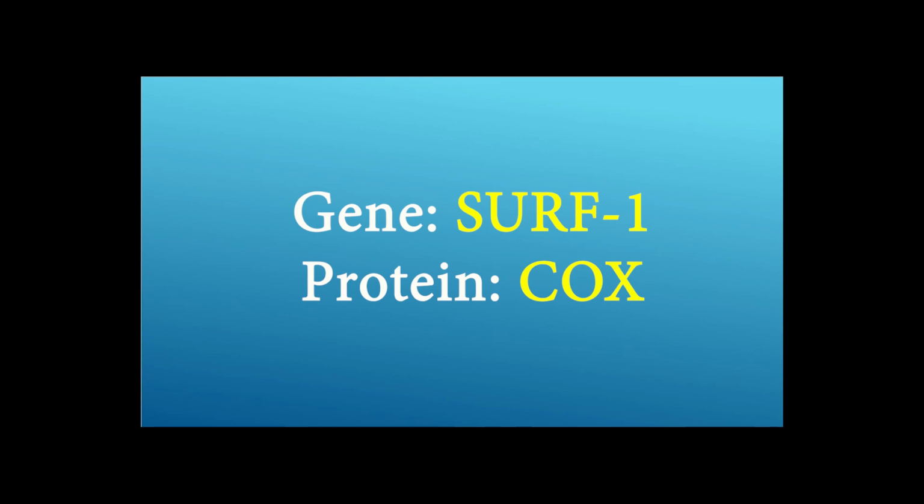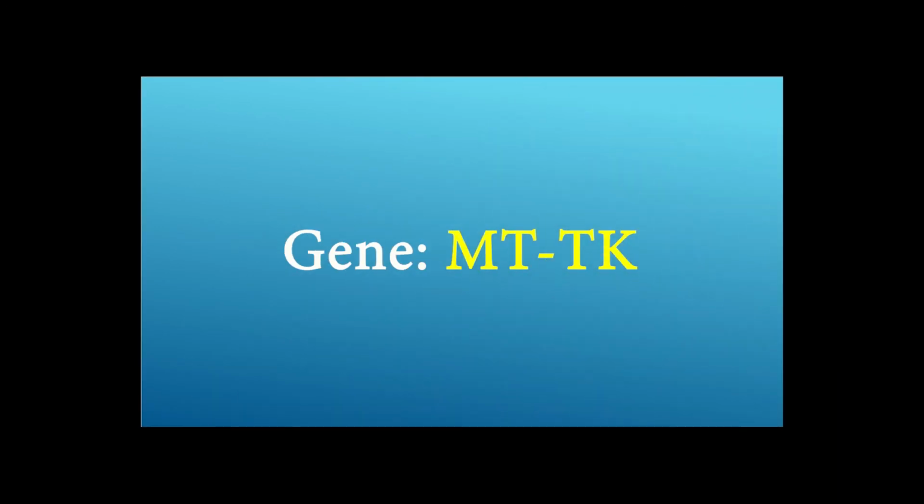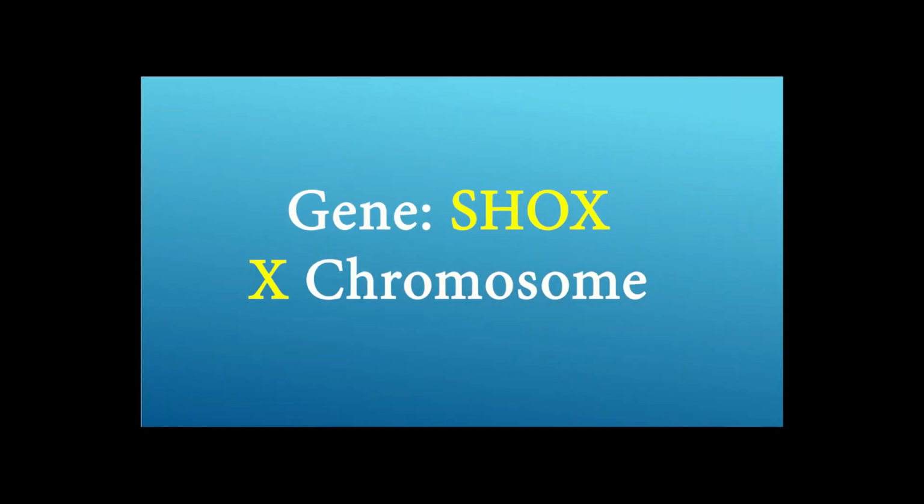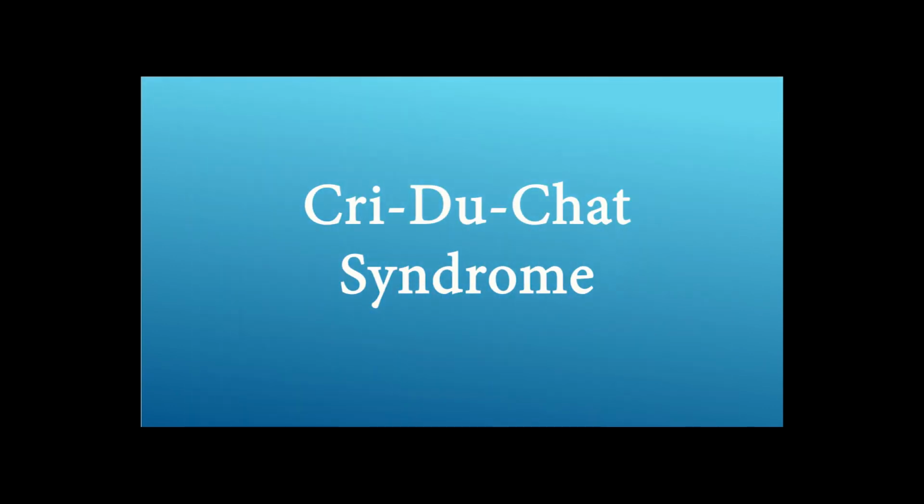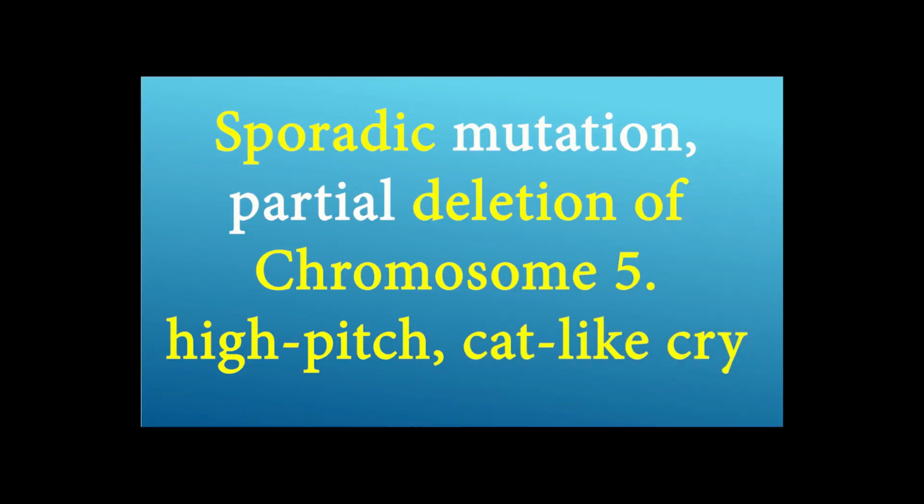Leigh syndrome. Gene SURF1, coded for protein COX. Myoclonic epilepsy with ragged red fibers syndrome, MERRF. MERRF gene mutation, MTTK. Turner syndrome gene mutation, SHOX, on X chromosome. Cri-du-Chat syndrome caused by sporadic mutation, the partial deletion of chromosome 5. Remember the high pitch, cat-like cry.